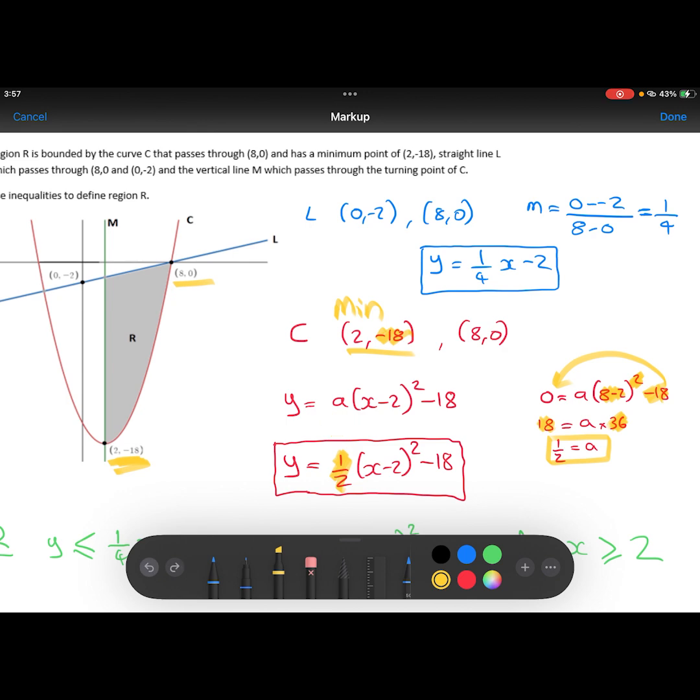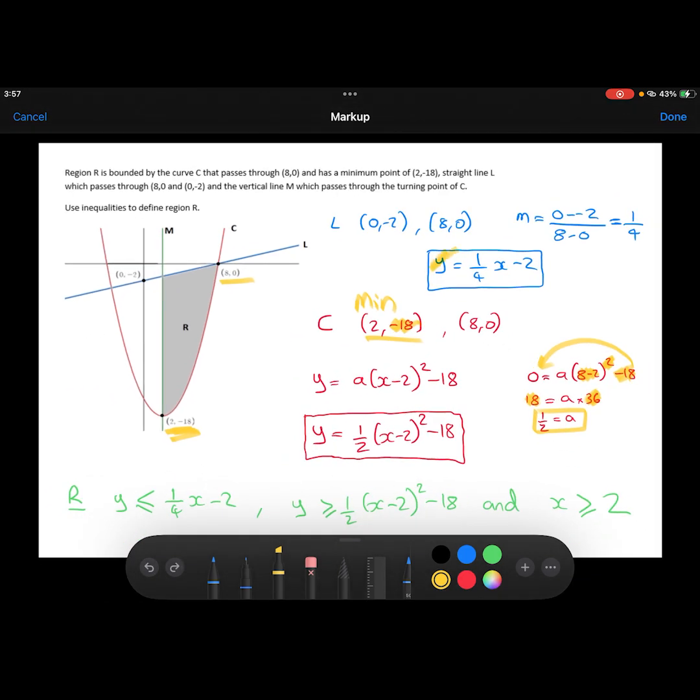So we've got the equation of the blue straight line. We've got the equation of the red quadratic. There is also this green line here. It's a vertical line, so I know that's going to have the equation x equals. And I know that it goes through x is 2, because it's going through the minimum point. So I know this is the equation x equals 2.